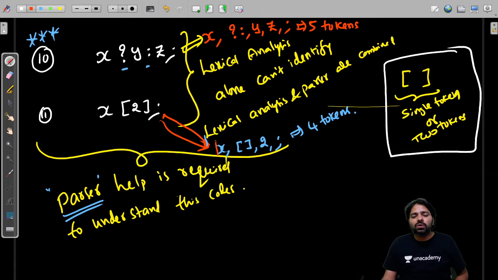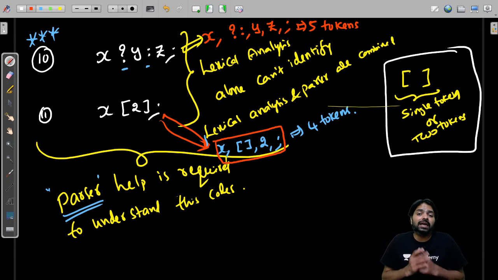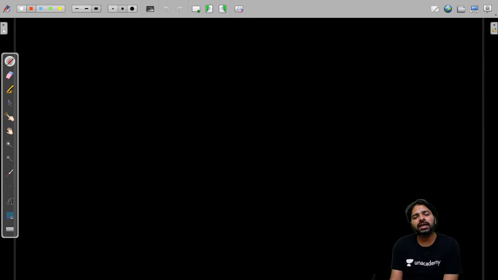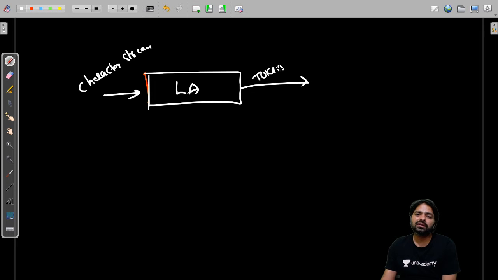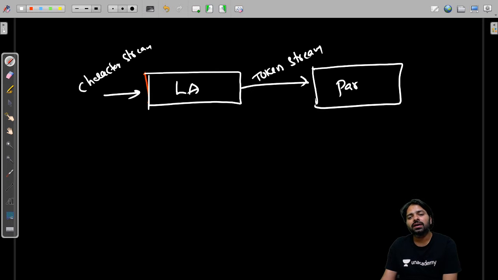I wrote that it is going to be 4 tokens only. When the compiler looks at this code, it looks like 4 tokens, but the lexical analyzer alone says it can't understand the code because it requires parser support. Have you studied the lexical analyzer in any textbook? When it takes a character stream as input, it produces a token stream. But it also takes the help of the parser.